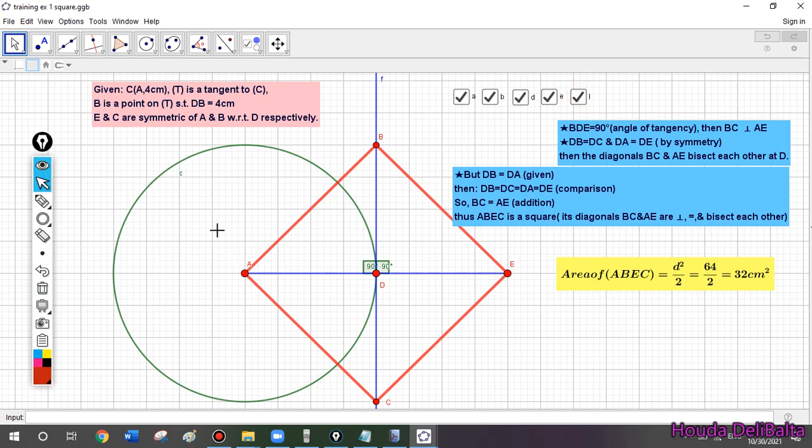Let's see what about the area of that square. So area of ABEC: I have that this piece is equal to 4 and this piece is equal to 4, then all of the diagonal is equal to 8. So diagonal squared over 2 means 8 squared over 2, which is 64 over 2, which is 32 centimeters squared. And that's a new idea for the area of a square if I don't have the measurement of the side. If I don't have the side, I don't use that the area of the square is equal to a squared. I just use the area concerning the diagonals, which is equal to d squared over 2.